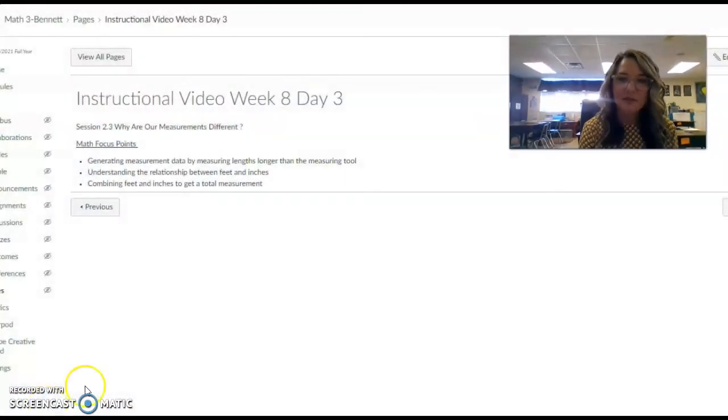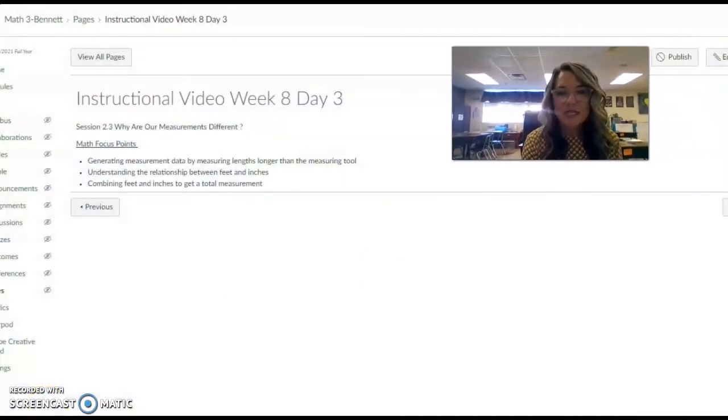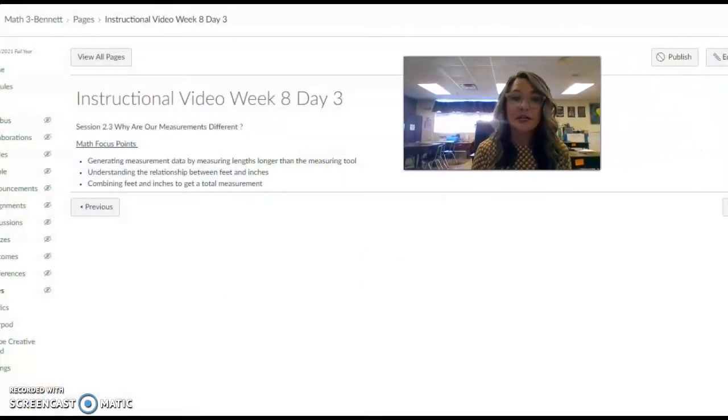We are going to take a look at our math focus points, and then we're going to talk about using measuring tools that are longer than a ruler, okay? All right, so let's take a look at our math focus points. Today we're going to be focusing on generating measurement data by measuring lengths longer than the measuring tool. We're going to do a lot of exciting things.